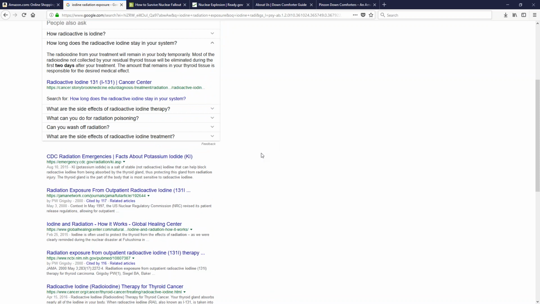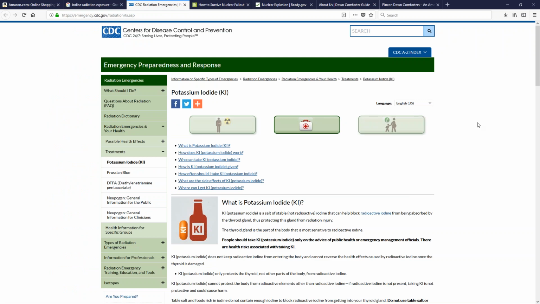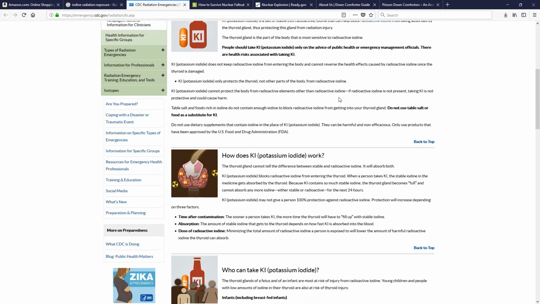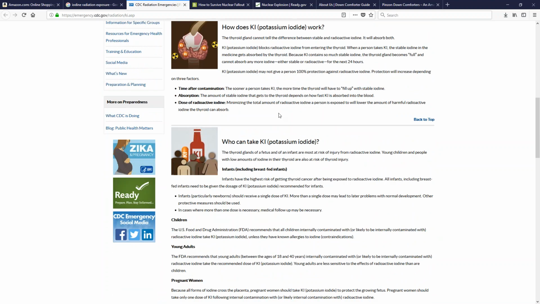So I don't personally know too much about this. I'm looking for some basic information. The radiation emergencies page on the CDC site would probably be a good, dependable page to use to try to learn about some of this. So, potassium iodide is what it's actually called.